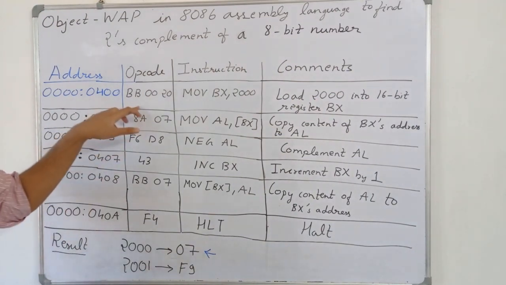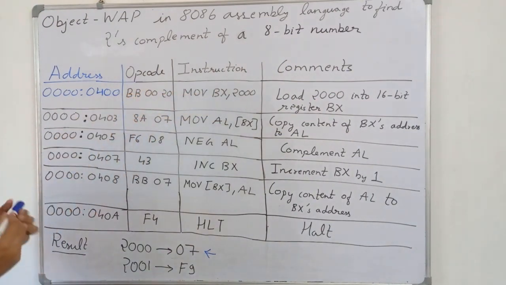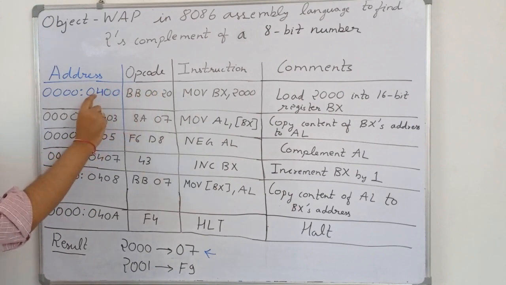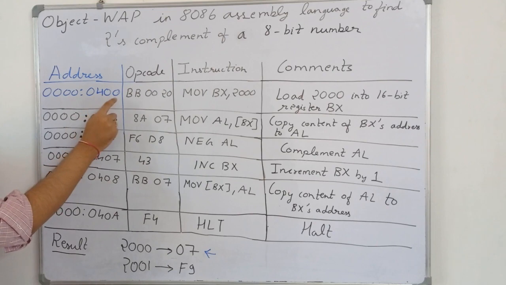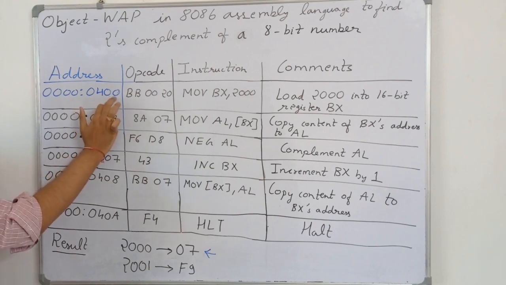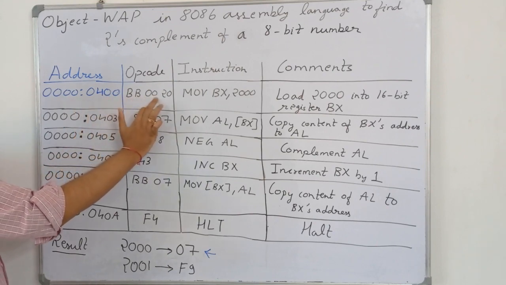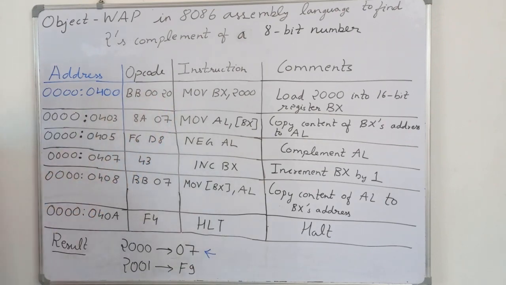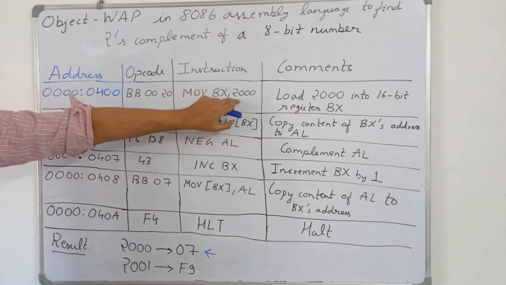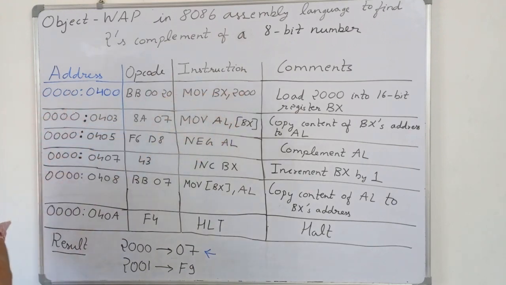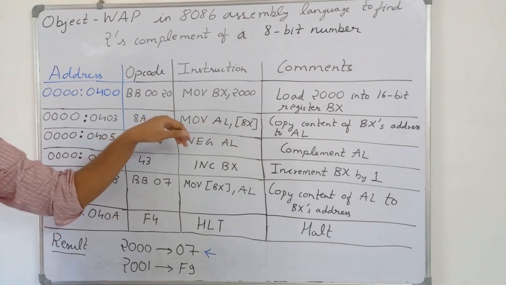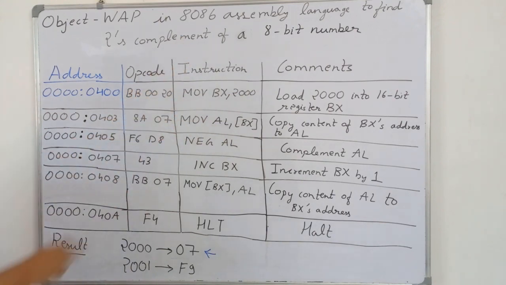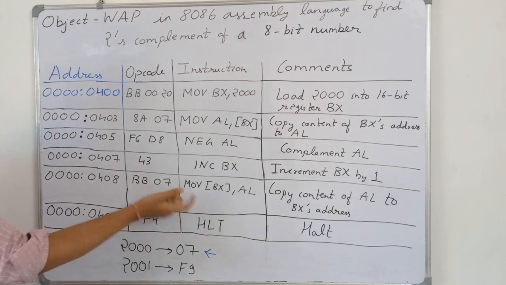This instruction is 3 bytes: 1, 2 and 3. It will be stored at locations 0400, 0401 and 0402. At 0400 we will have BB, at 0401 we will have 00, and at 0402 we have 20. So MOV here is a 3-byte instruction. Again, a MOV can be a 2-byte instruction. In 8086, MOV can be 3 bytes or 2 bytes. This MOV is a 2-byte instruction.